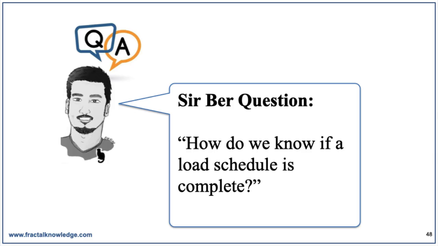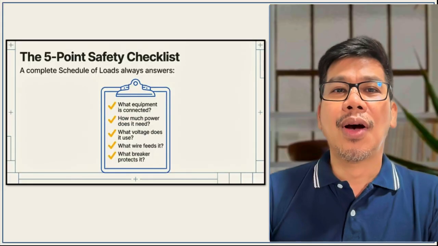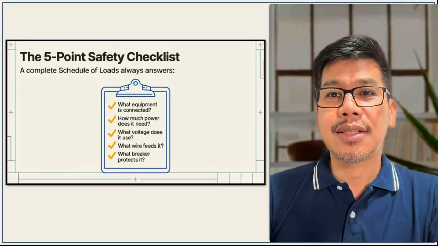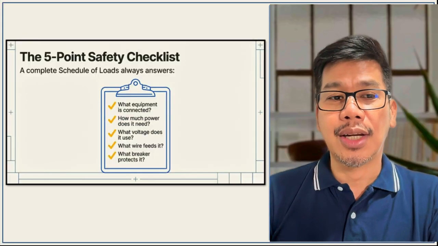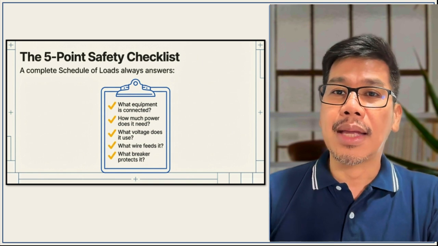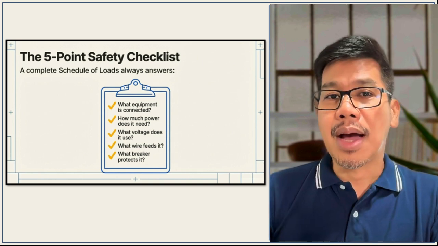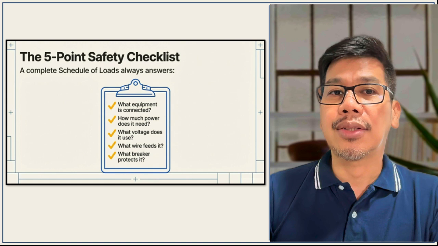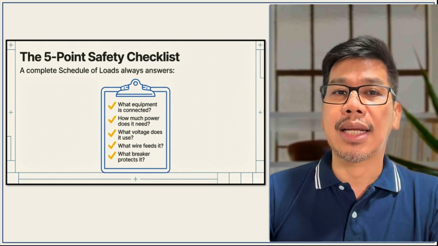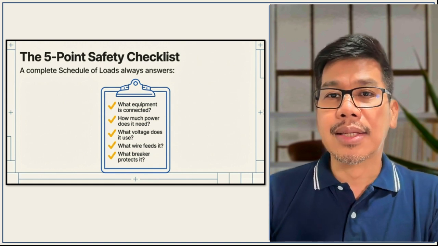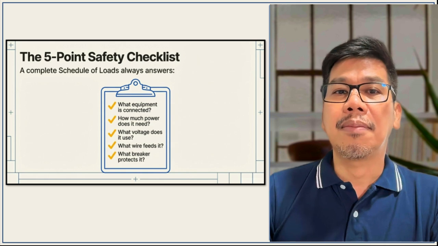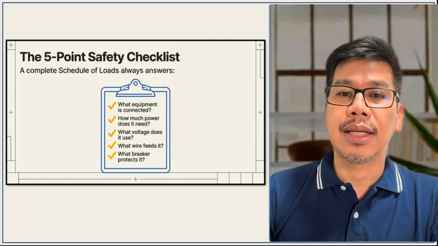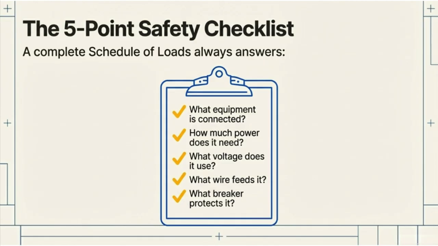Okay? Next tanong ulit, how do we know if a load schedule is complete? Okay, that's a good question. So, a complete schedule of loads answers 5 essential safety questions. It identifies the equipment connected, the power demand, the voltage used, the conductor supplying it, and the breaker protecting it. If all these details are present, the electrical system can be properly evaluated. This checklist, as you see on the screen, ensures the schedule of loads is complete.